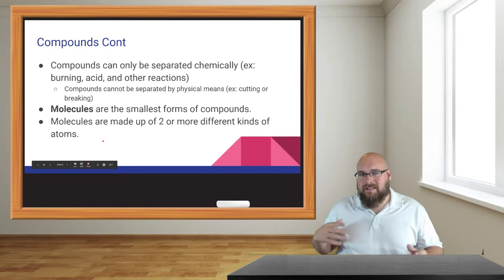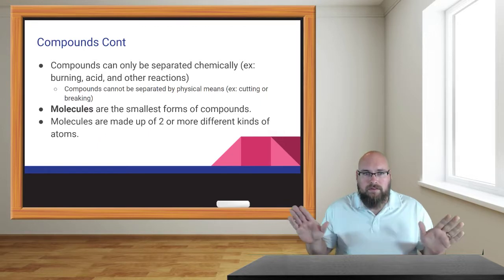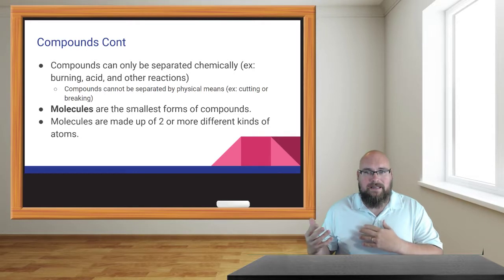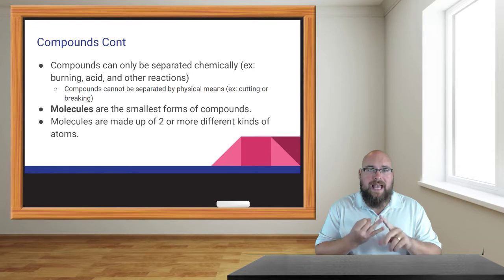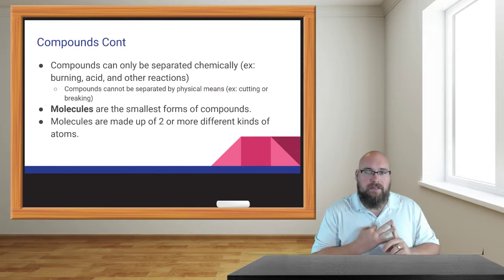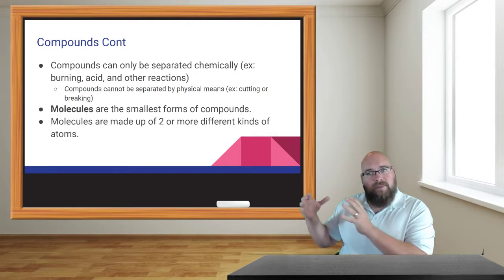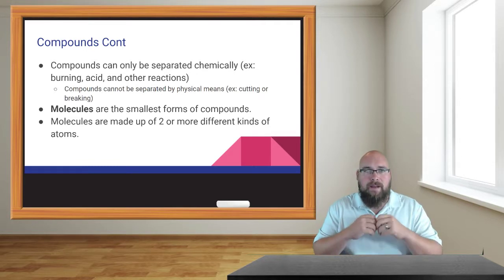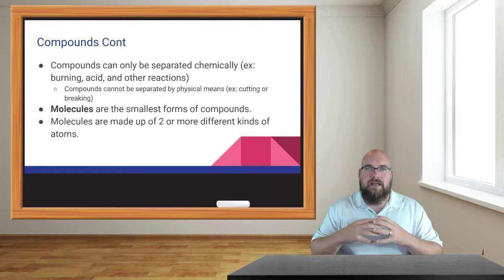So let's continue with that. Compounds, remember, elements cannot be broken down anymore. They're the simplest form that they can be. Compounds, on the other hand, can. They can be separated chemically, whether by burning, using acids, or making some kind of reaction happen. But we cannot separate them physically. We cannot cut a molecule in half. We cannot break it. It takes some kind of chemical reaction to make a compound change.